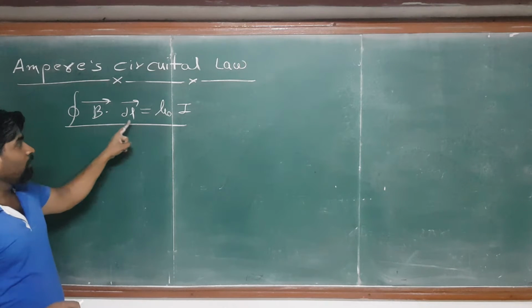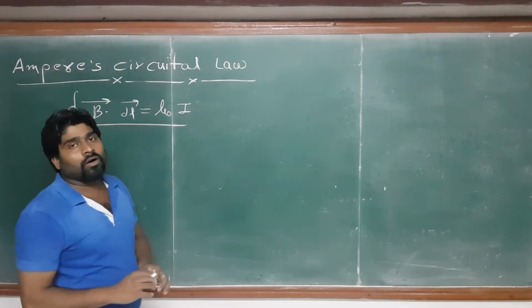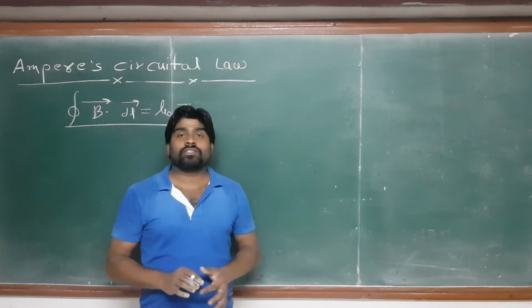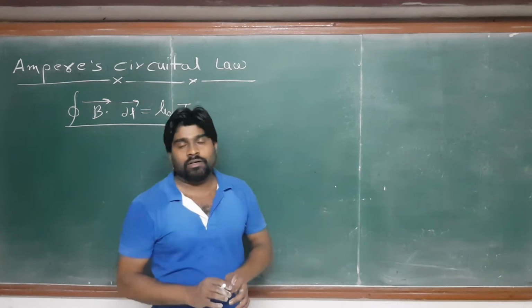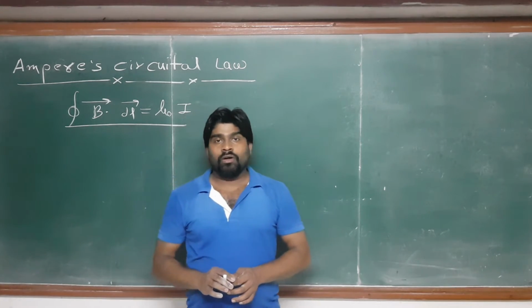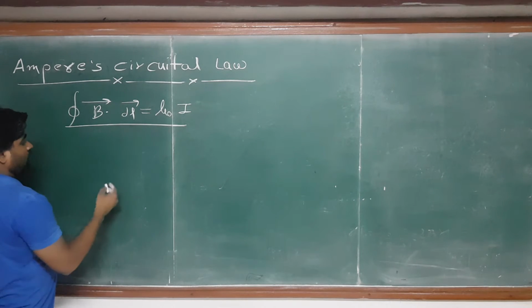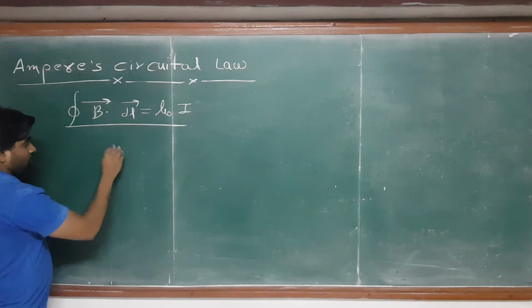Today's topic is Ampere's circuital law, and I have written the formula: the line integration of vector B dot vector dL is equal to mu naught times I. Ampere's circuital law has the same importance as Gauss's theorem has in electrostatics. It is one of the alternative forms of the Biot-Savart law. Now let us see how we can derive this formula.